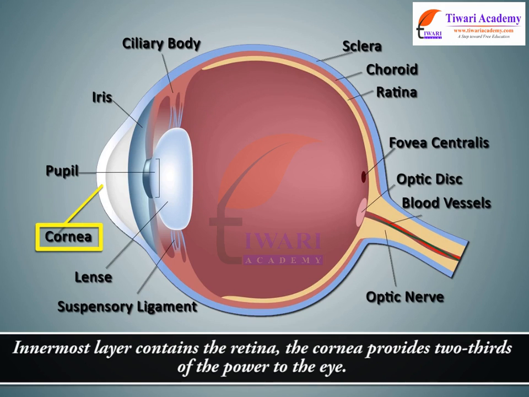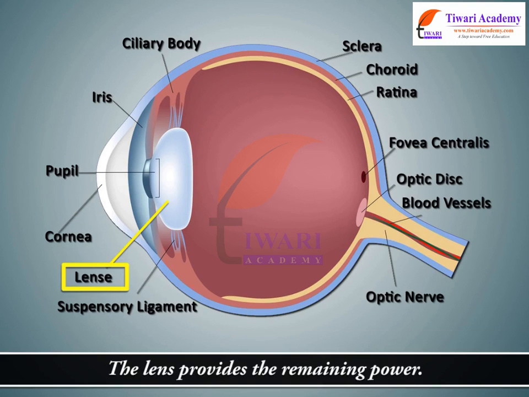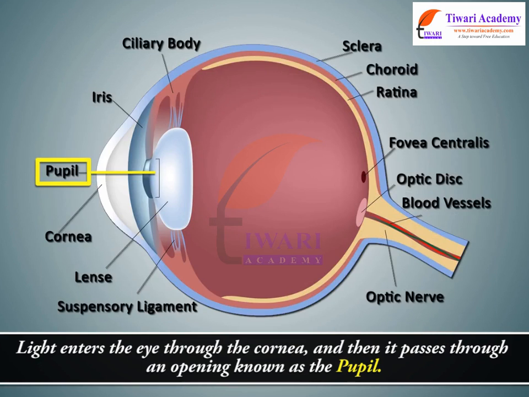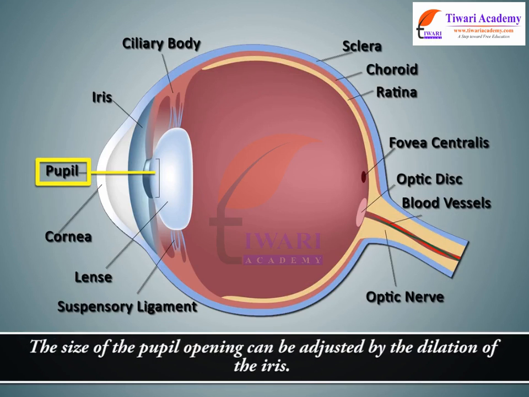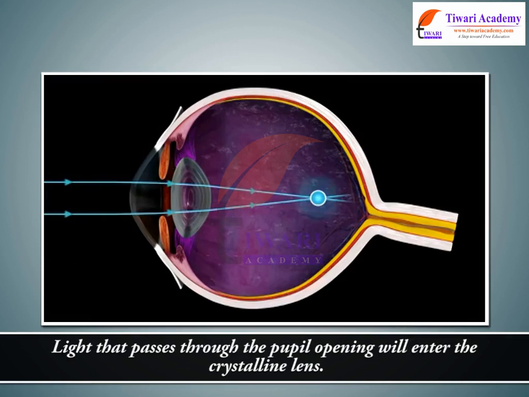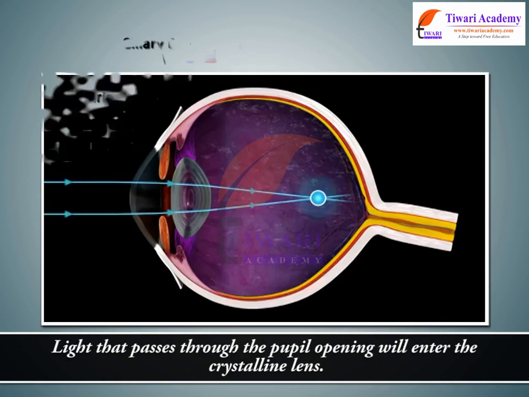The cornea provides 2/3 of the power to the eye. The lens provides the remaining power. Light enters the eye through the cornea and then passes through an opening known as the pupil. The size of the pupil opening can be adjusted by the dilation of the iris. Light that passes through the pupil opening will enter the crystalline lens.